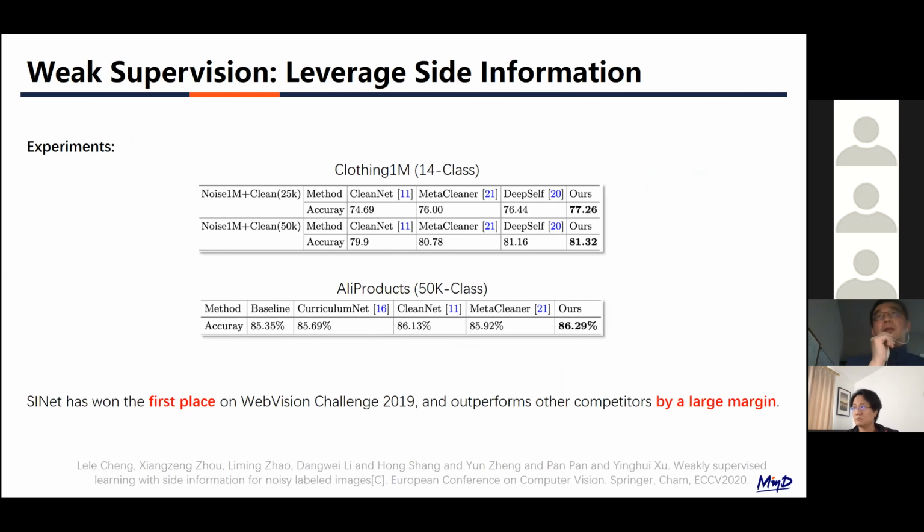So here is the evaluation on some benchmark data sets. One is the Clothing 1 million data set. The other is the data set Ali Products, which was generated by our team. As you can see, by distilling the noise from the data, we are able to improve the performance by more than 1%. In fact, this is the key algorithm that we utilized in the WebVision Challenge 2019, and this is the algorithm that allowed us to win first place.